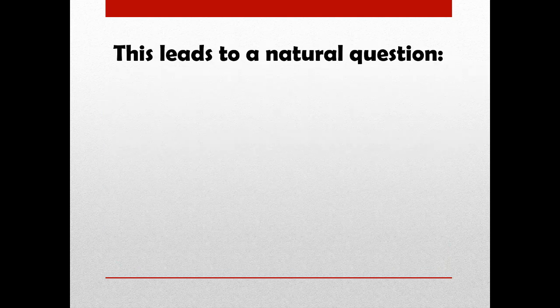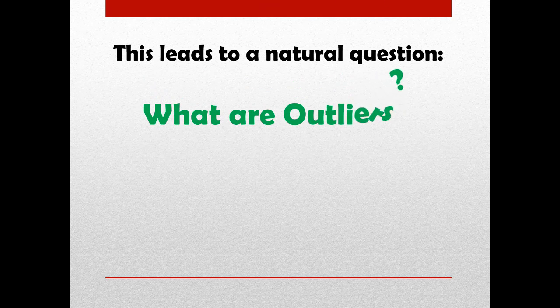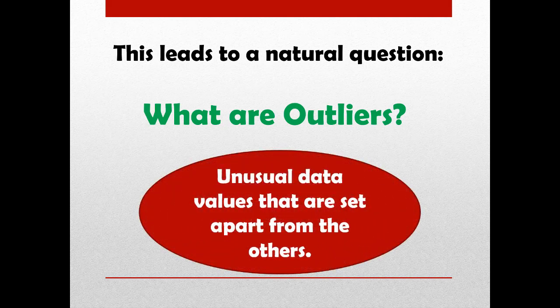So there's a natural question that comes: what's an outlier? We haven't talked about that yet. So let's define what an outlier is for us. These are unusual data values that are set apart from the others. On that example we just did, 102 seemed to be kind of far away from all the other data values. It didn't look like the other data values.